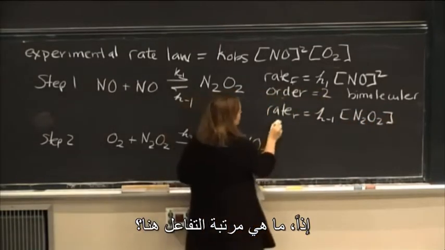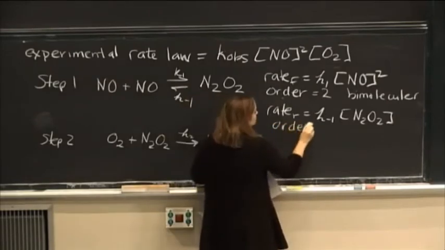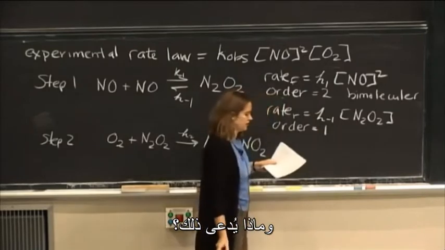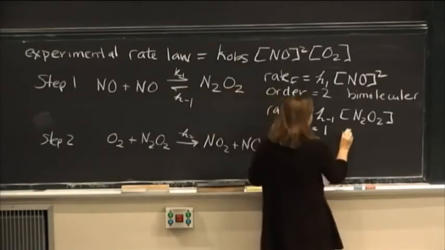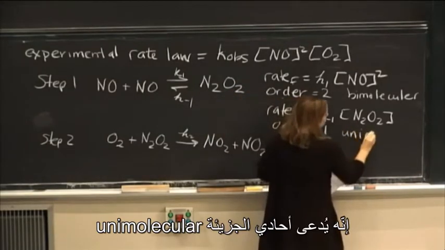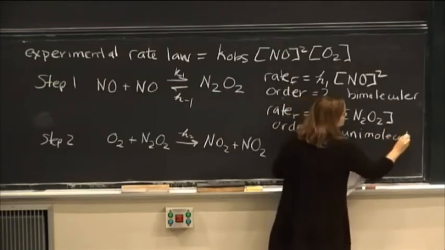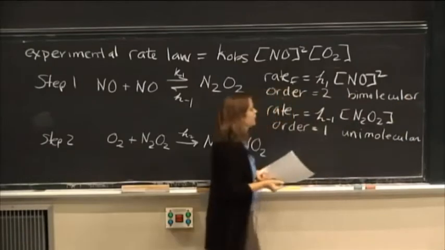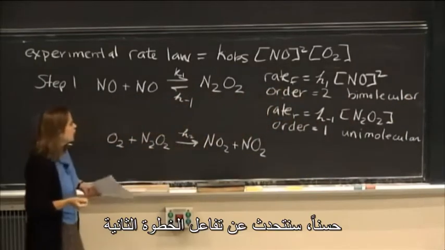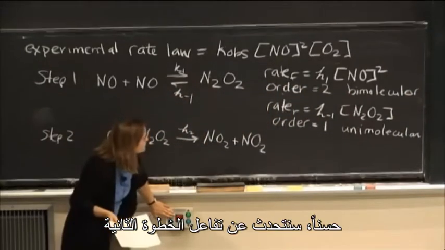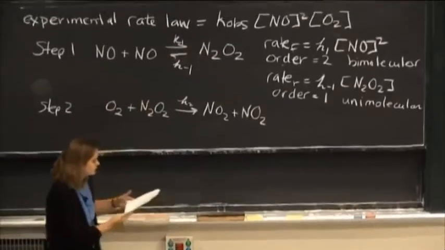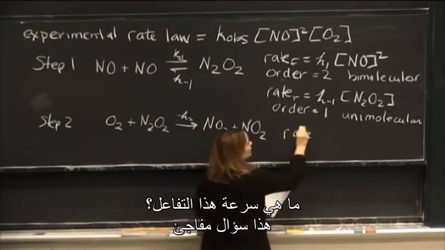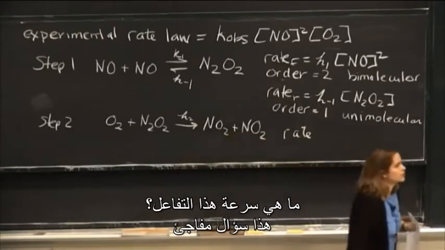So what's the order here? 1. And what's this called? Yeah, so that's called unimolecular. All right, what about step 2? What would be the rate here? And that is a clicker question.